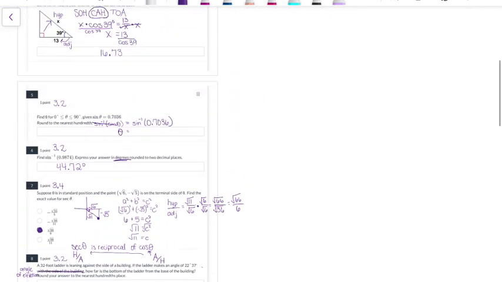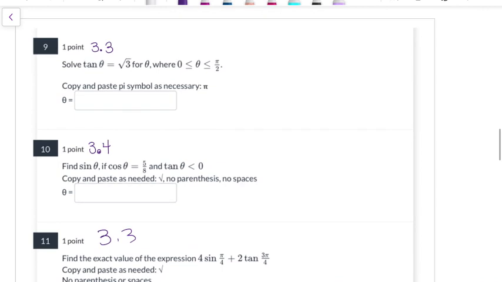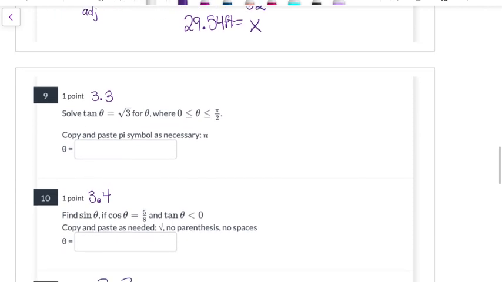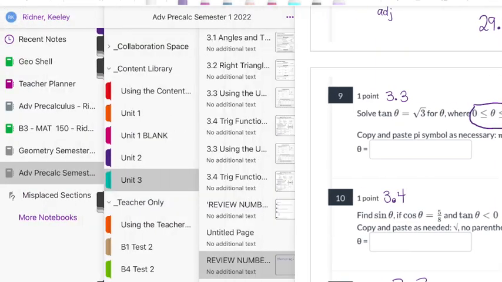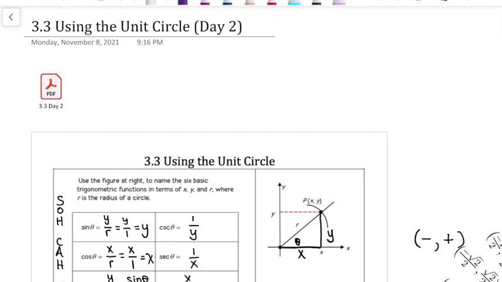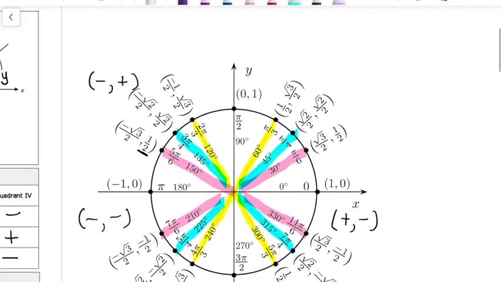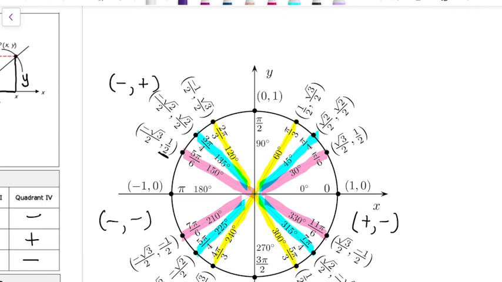I thought I put, oh yeah, this isn't the same one. Okay, we need a unit circle for this. This is why it's important to get a 4 on your unit circle. Notice it says tangent is square root of 3. So tangent of some angle is square root of 3, and it needs to be between 0 and pi over 2. If you go back and look at our unit circle, 0 and pi over 2 means that it's in the first quadrant.